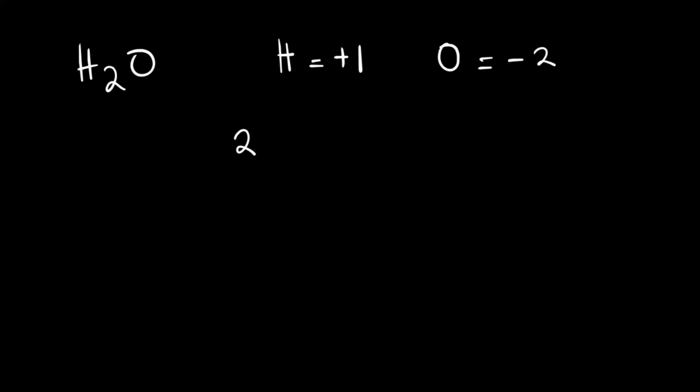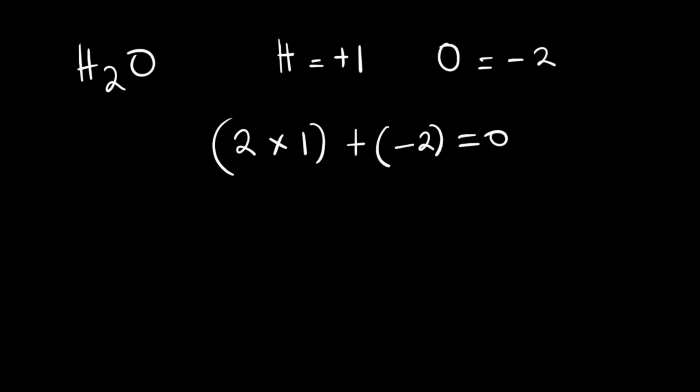Let's say I've got H2O, our water. In this case we're told to find the oxidation numbers for some of these compounds. We know that hydrogen's oxidation number is plus 1. Oxygen's oxidation number is negative 2. Now what will be the sum here? I'm going to multiply 2 by plus 1, because we've got 2 hydrogens, then add minus 2 for oxygen. This will be equal to 0.